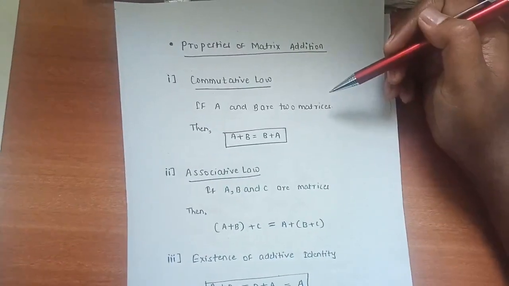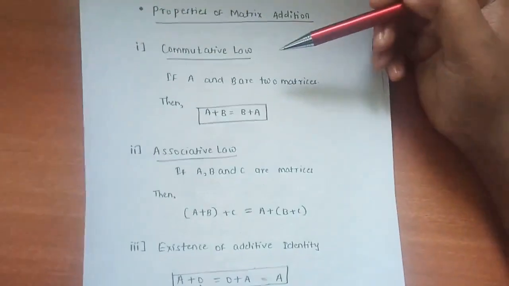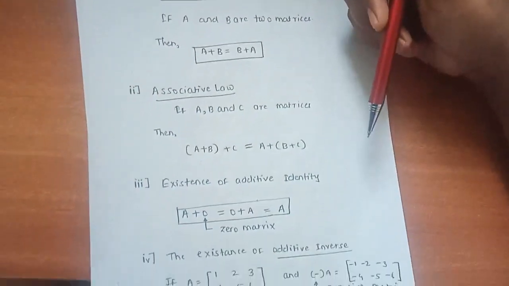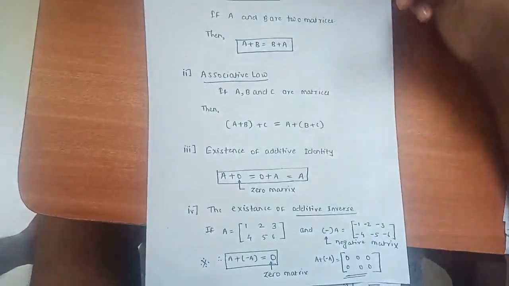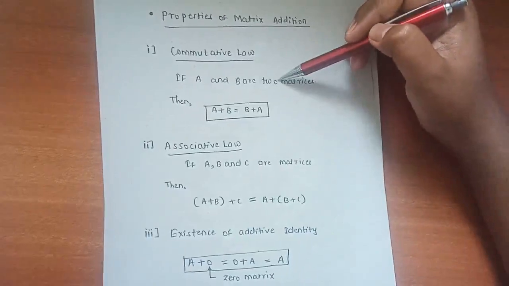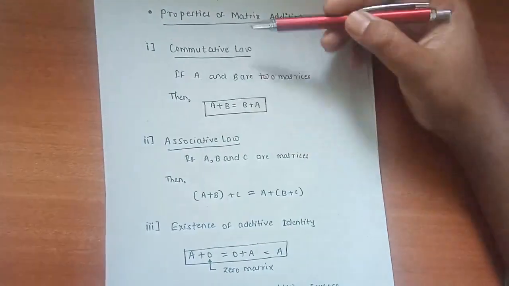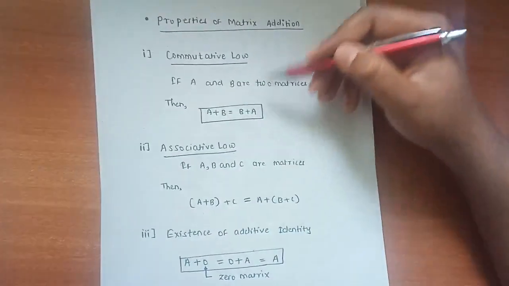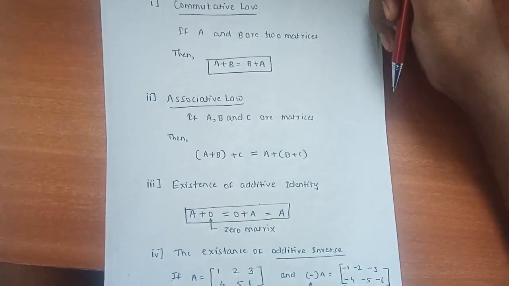Next is properties of matrix addition. We basically know from the lower standard, from the 8th onwards, what is the property of commutative law, associative law, existence of additive identity, existence of additive inverse. I'll just explain quickly. Suppose A and B are two matrices. Then if I add A plus B or B plus A, there is no change in the answer, because whether you add A plus B or B plus A, the answer is going to be the same. That means these matrices follow the commutative law of addition.